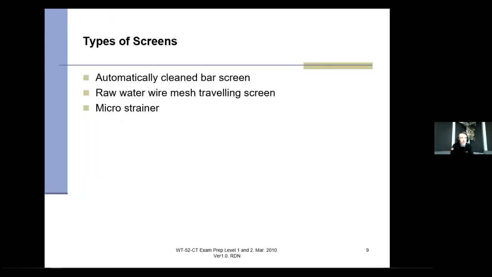Some of the bigger ones, for huge facilities or facilities that have really polluted water, will get pumped to some sort of traveling screen or some sort of automatically cleaning bar screen. And what that will do is make sure that big water contaminants are removed, and that when that screen's running, you're always cleaning those screens.